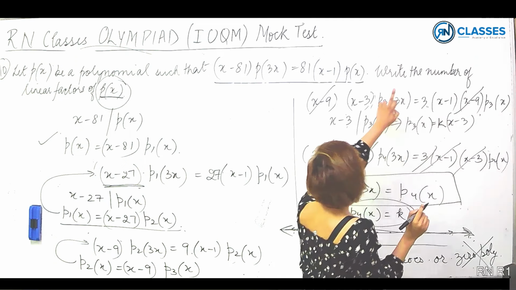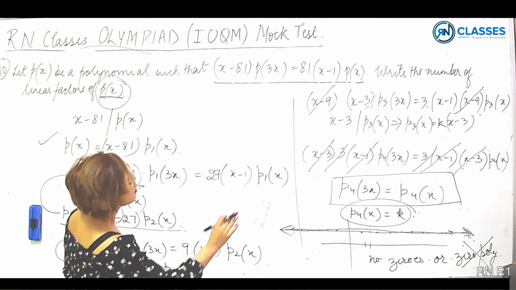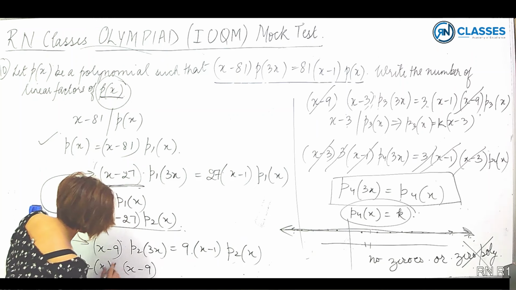Right? यहाँ पे आ गया. अब P2 पे जाएं. अब P3 of x को डालते हैं. k into x minus 3. तो मैं k यहीं पे रखते हैं.